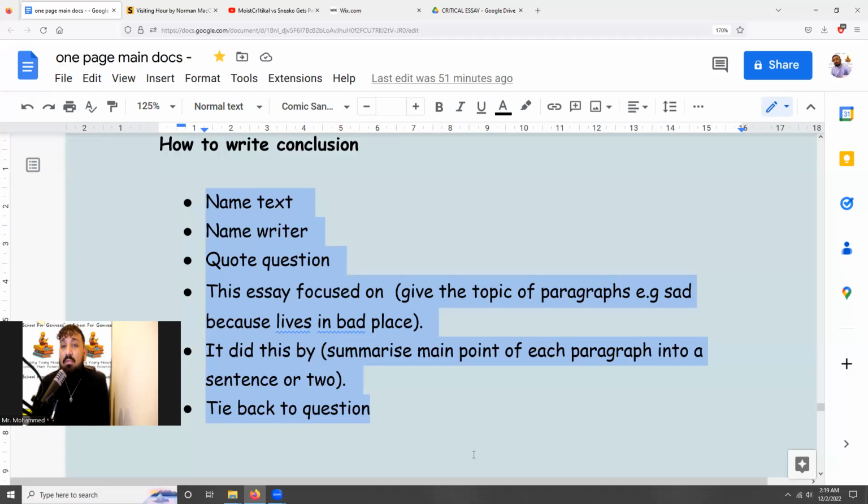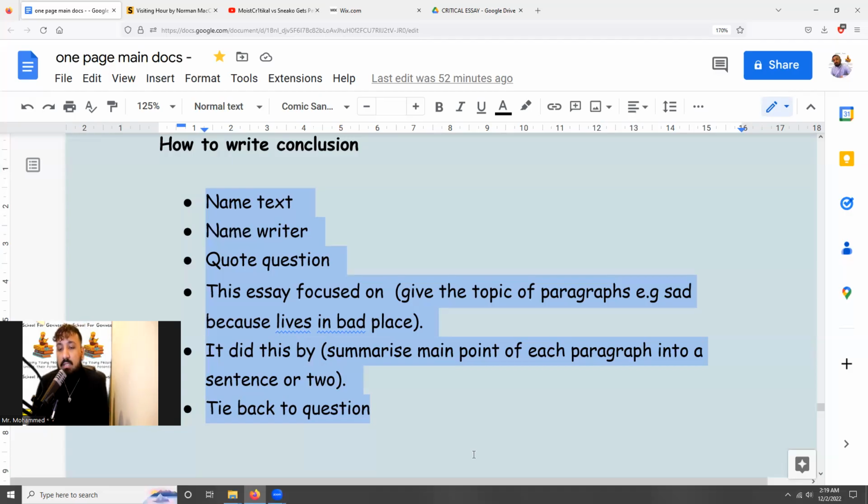And then number two, the main thing a conclusion does is it summarizes what you've written in your essay. So the purpose of the conclusion is to tie up everything that you've put together in your essay and to summarize it in one place.